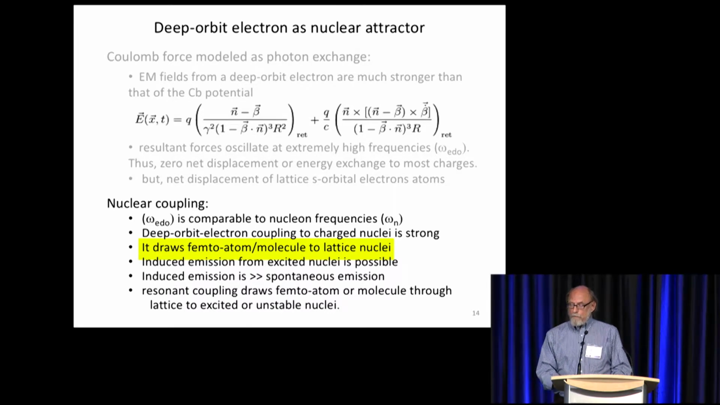As a consequence, the nucleus with the high velocity electron around it is drawn as a unit to any nucleus nearby, but it's particularly drawn to unstable nuclei where you can make major changes in energy.